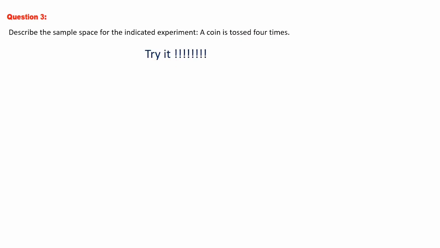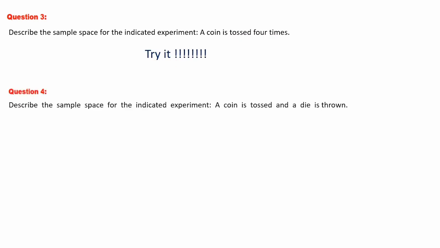Move on to question number 3. The question is, describe the sample space for the indicated experiment. A coin is tossed 4 times. We have discussed the sample space for a coin tossed 3 times. Here it is mentioned 4 times. This question you will do as homework.